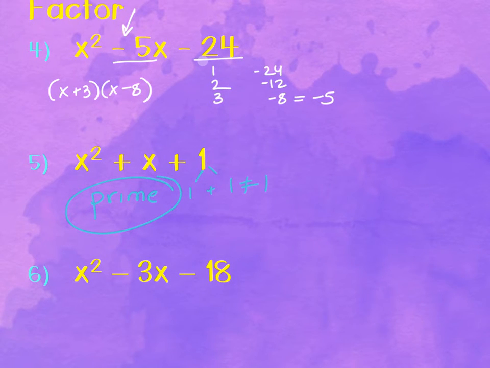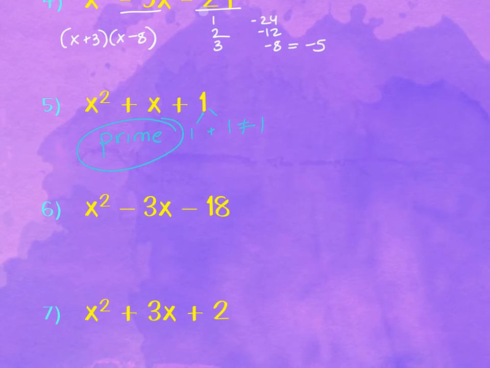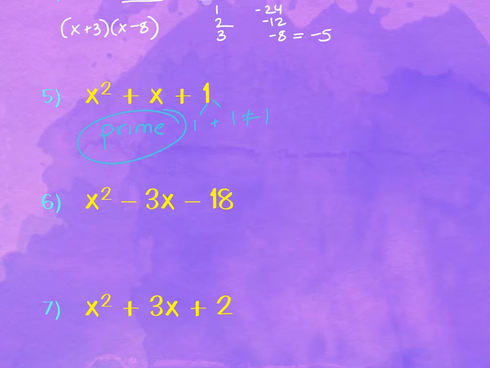Go to 6. This time, last term's negative, middle term's negative. So the bigger of the two has to be negative. 1, negative 18. 2, negative 9. 3, negative 6. There's my negative 3. So it's x plus 3, x minus 6.